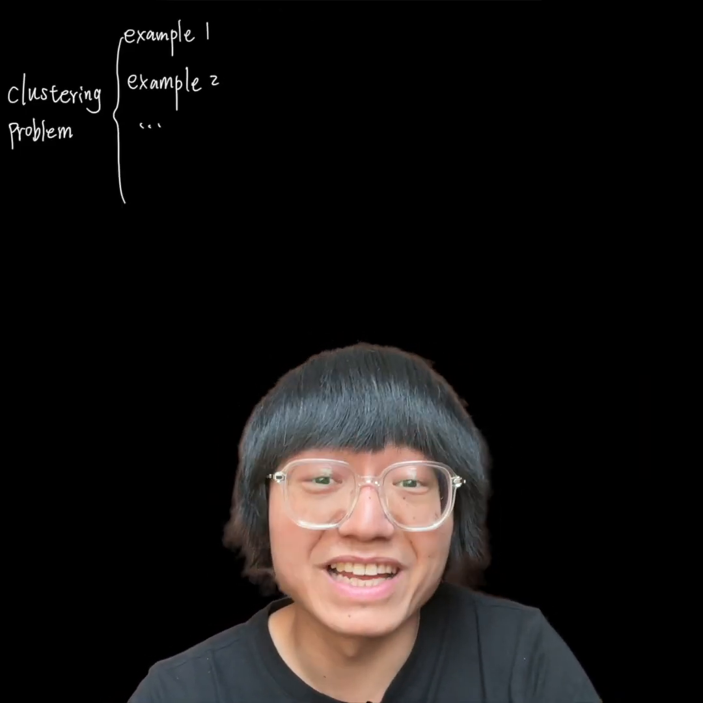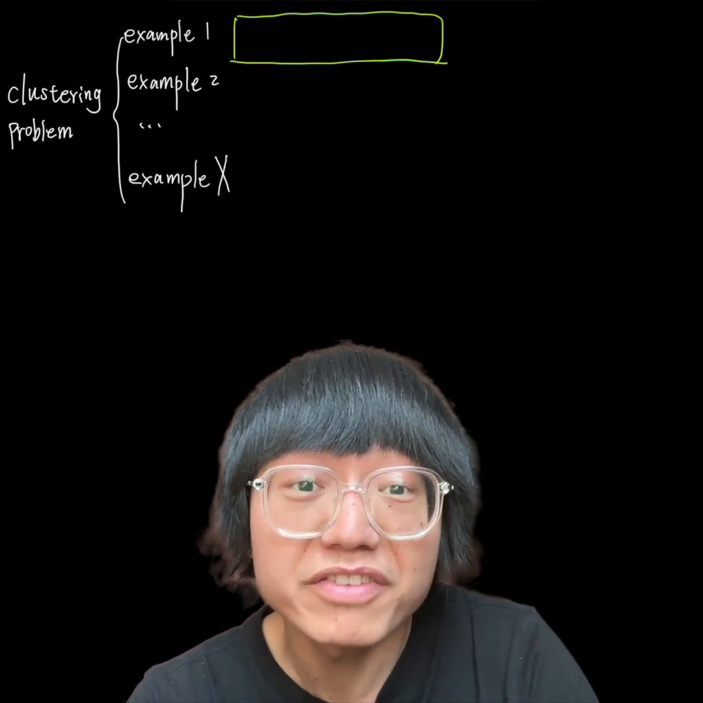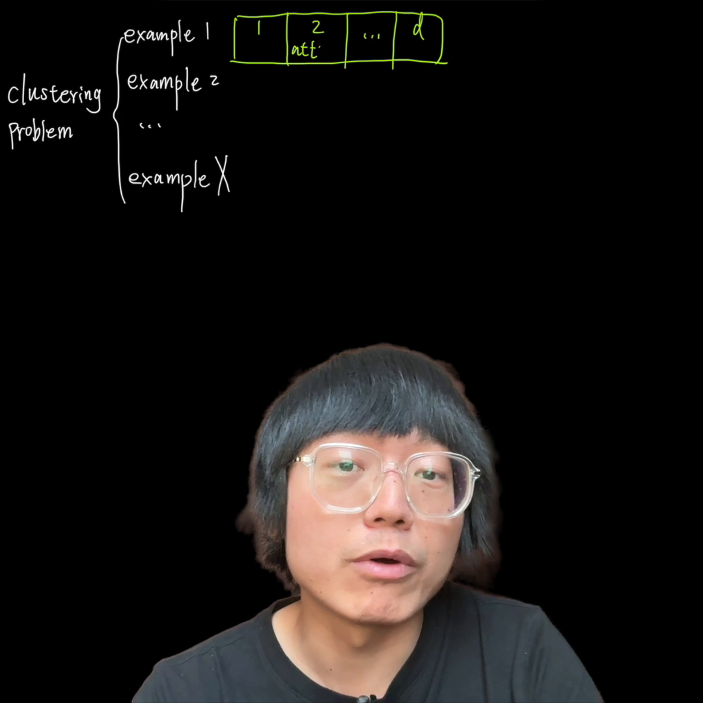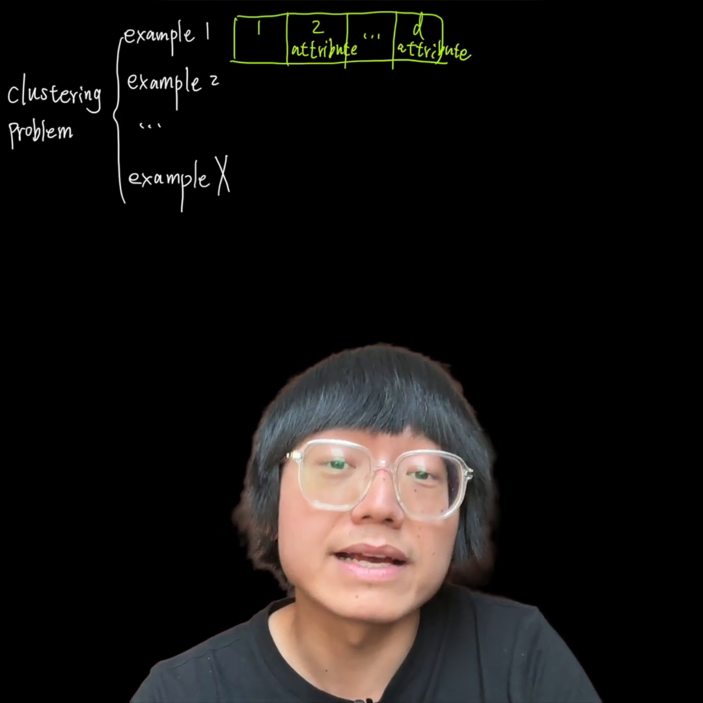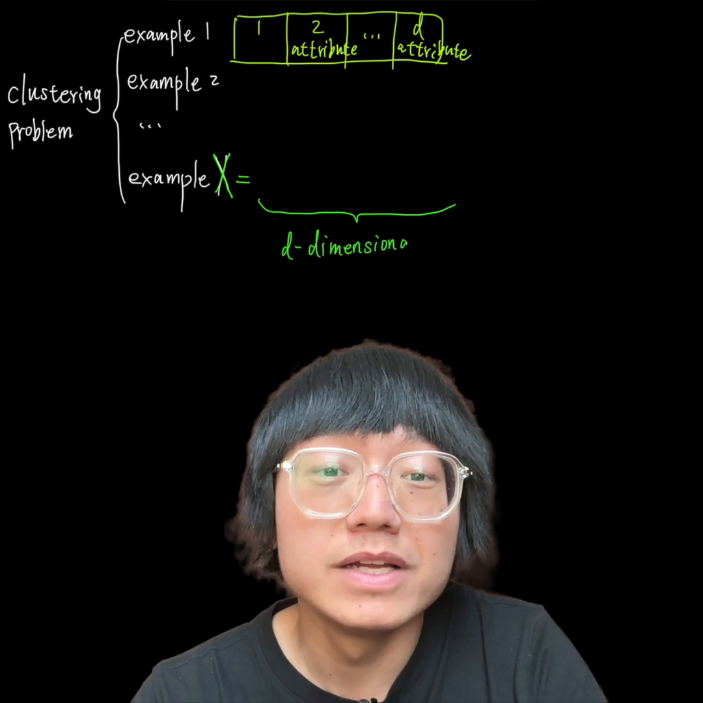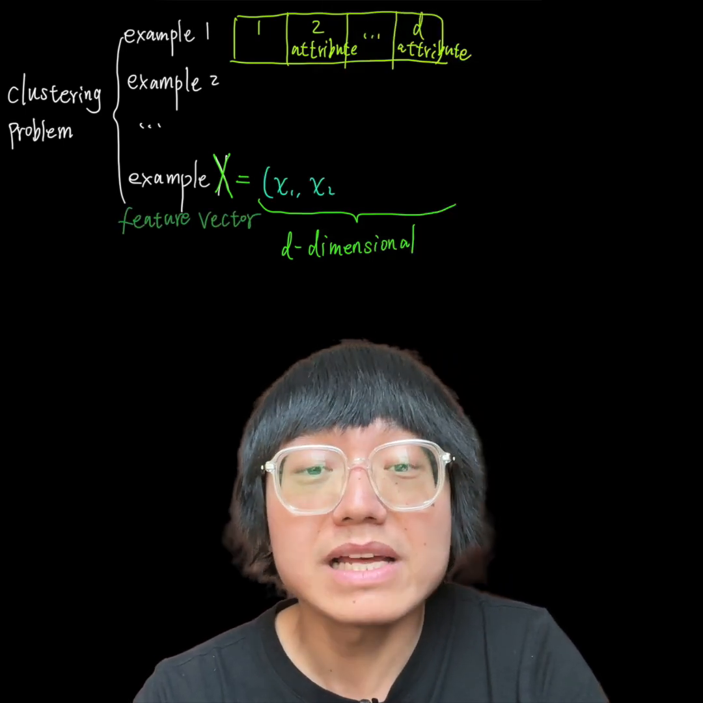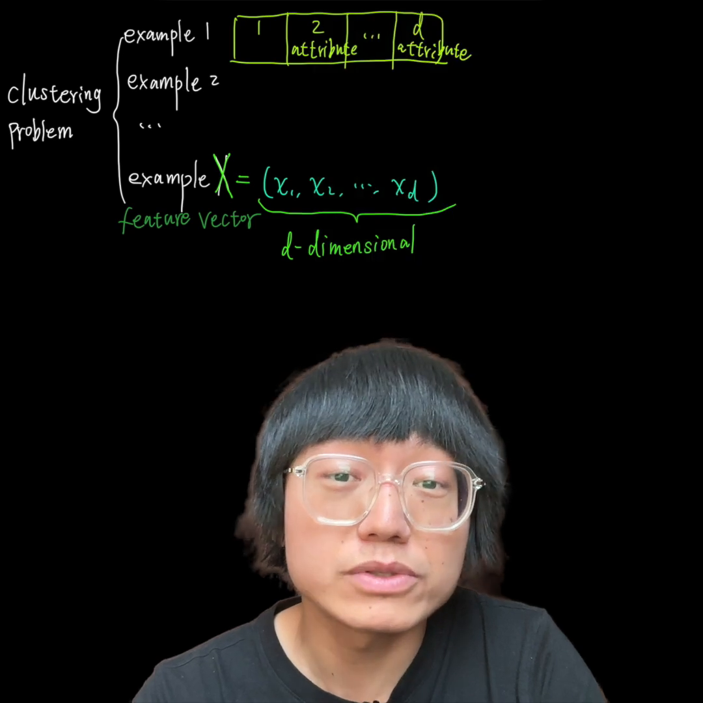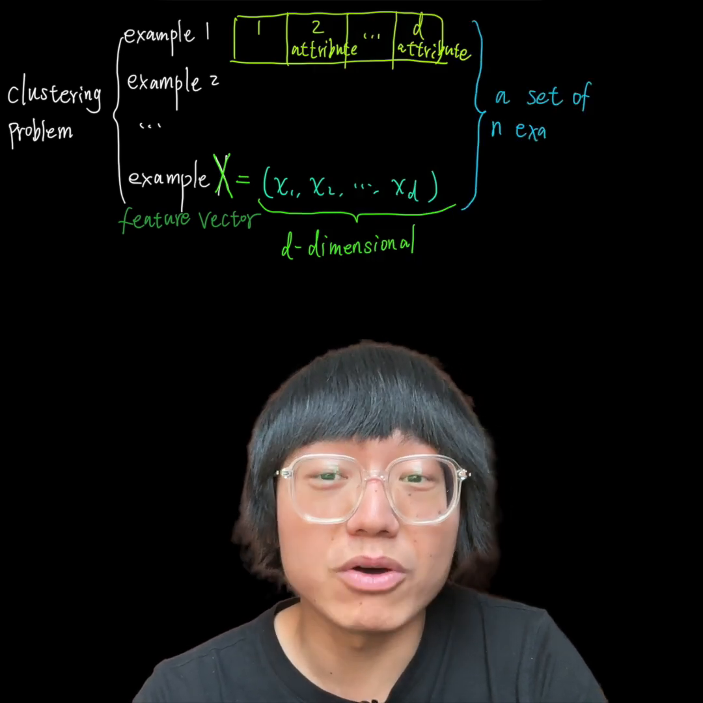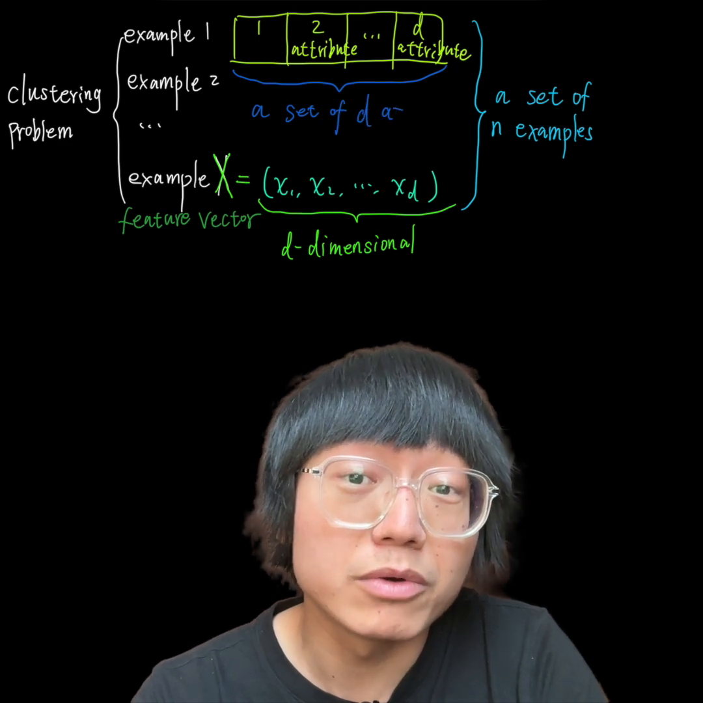We are given a clustering problem here. Each example has d attributes, with an example x specified by a d-dimensional feature vector. X is x sub 1, x sub 2, ellipses until x sub d. So let's formally define this clustering problem. The input is a set of n examples, and each example has a set of attributes in common with all of the other examples, though the attribute values may vary among the examples, right?